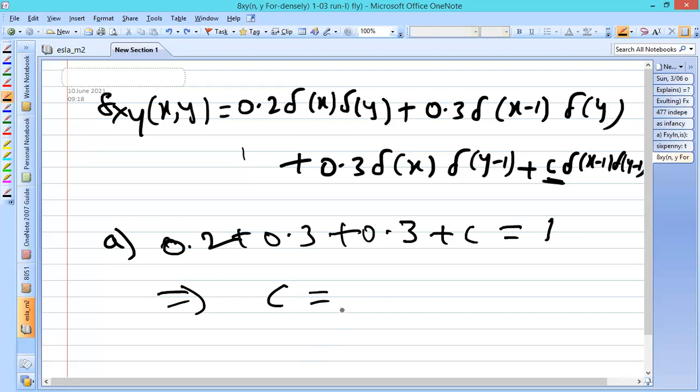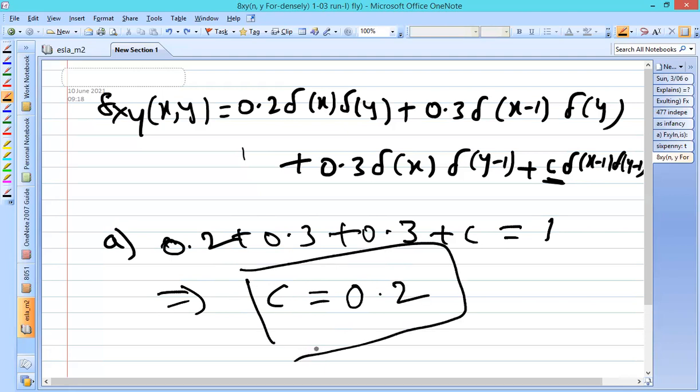Don't use a calculator, just look: 0.3 plus 0.3 is 0.6, 0.6 plus 0.2 is 0.8, 1 minus 0.8 is how much? Yes, c is equal to 0.2. So this is the value of c.